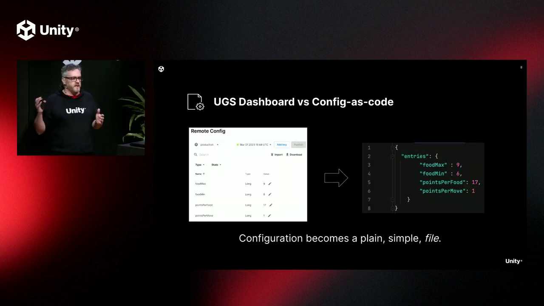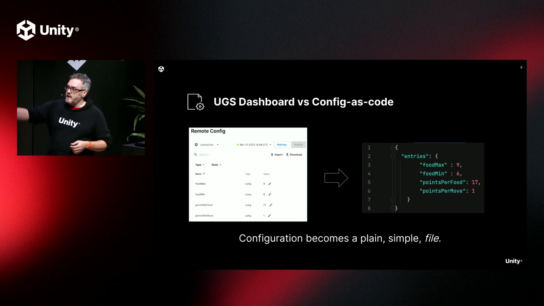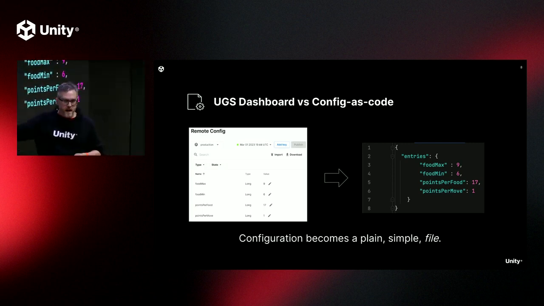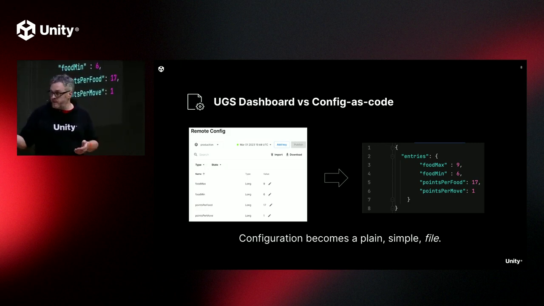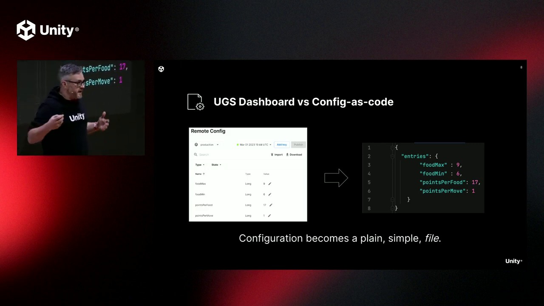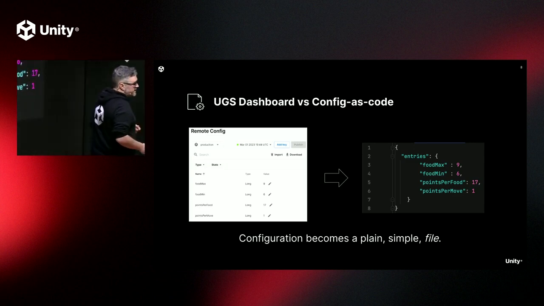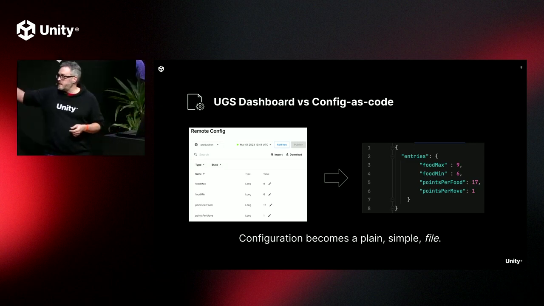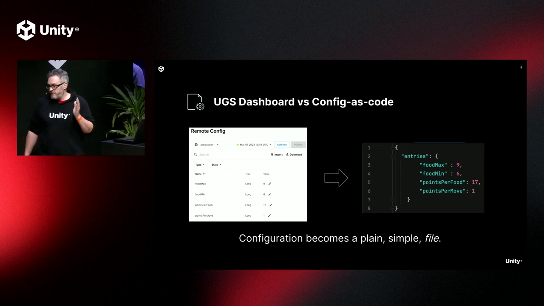But concretely, what does it look like? Some of you might be familiar with UGS. If not, here we see a page of the UGS dashboard. This is how we currently modify the data for remote config. So a web interface where you can edit, view that data. When we're talking about configuration as code, we have the same representation, but it is a plain, simple file.